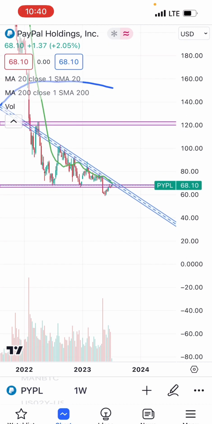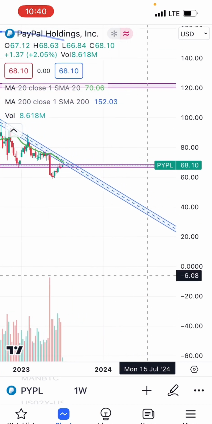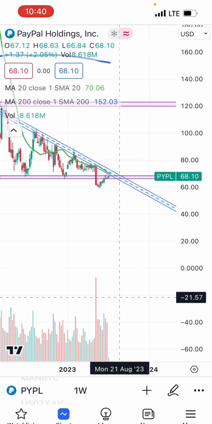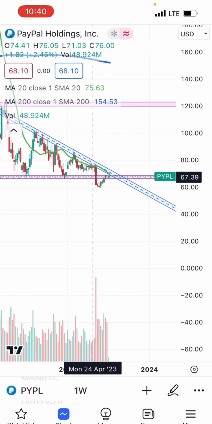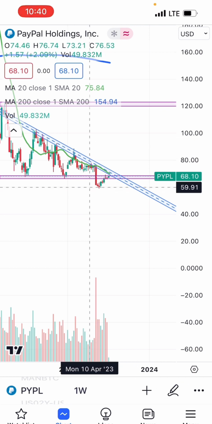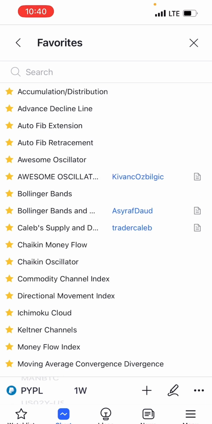Now, normally this is a short setup, right? But with the simple fact that you see all this volume here, I think this is kind of like a capitulation volume and a potential fake breakdown setup, right? And we're looking for this channel to break to the upside. But let's point something out here.